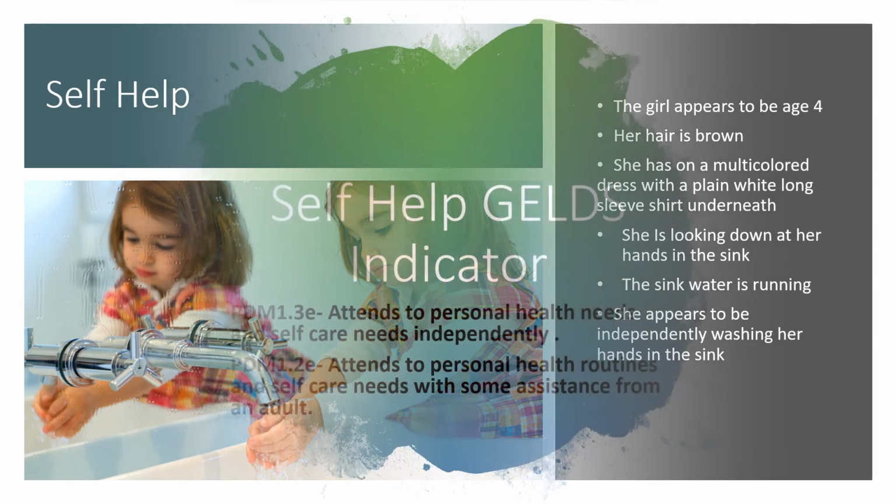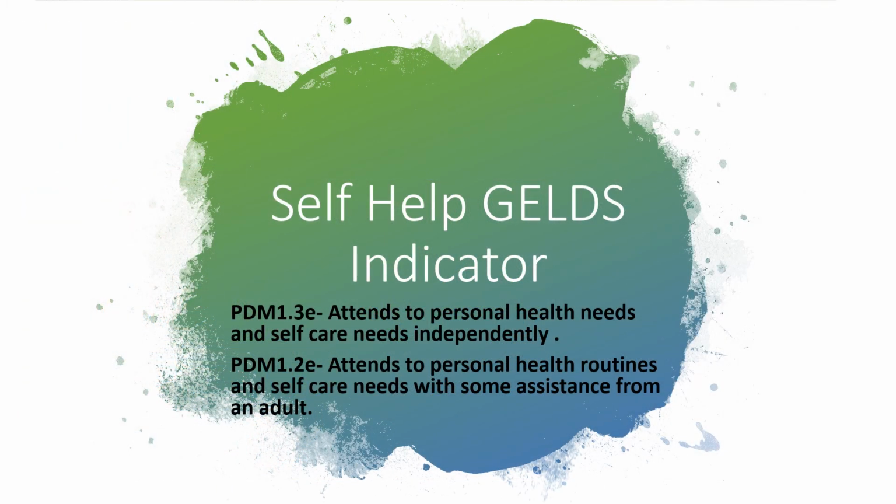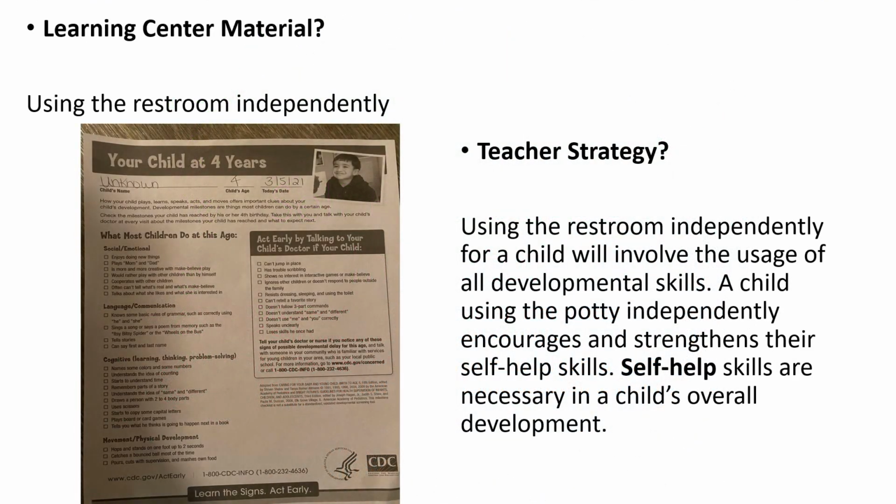And here go our two GELD code indicators in correlation with the previous slide for self-help. A learning center material that I would use in place of washing hands would be to encourage children to use the restroom independently. Encouraging children to use the restroom independently will involve the usage of all of the developmental skills. The child using the potty independently encourages and strengthens their self-help skills. Self-help skills are necessary in a child's overall development.